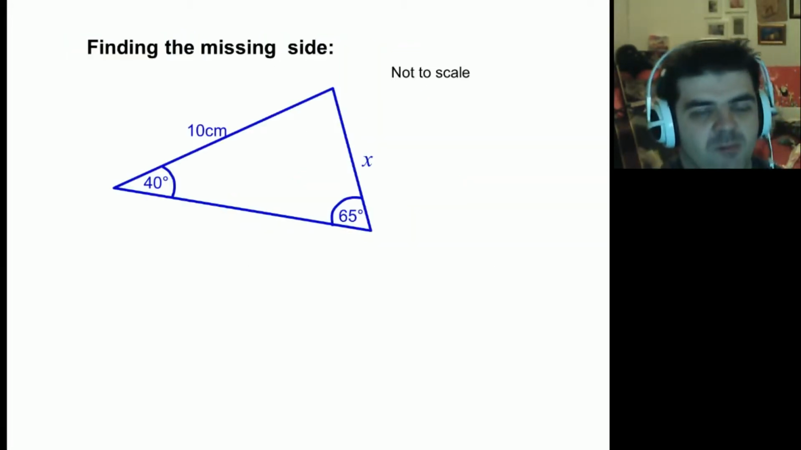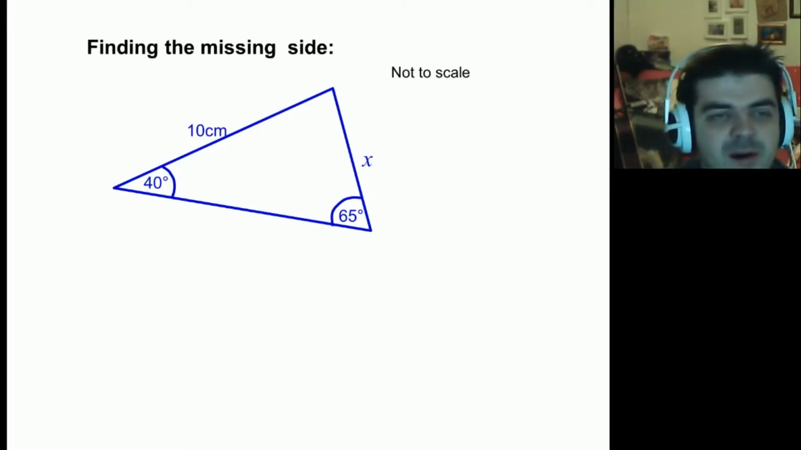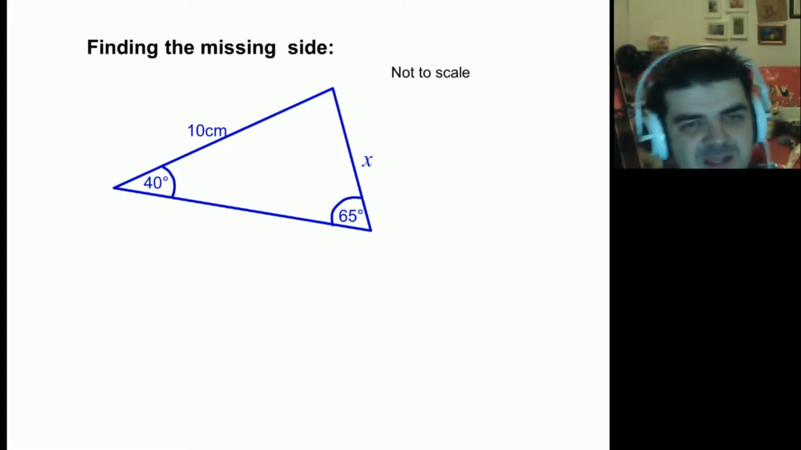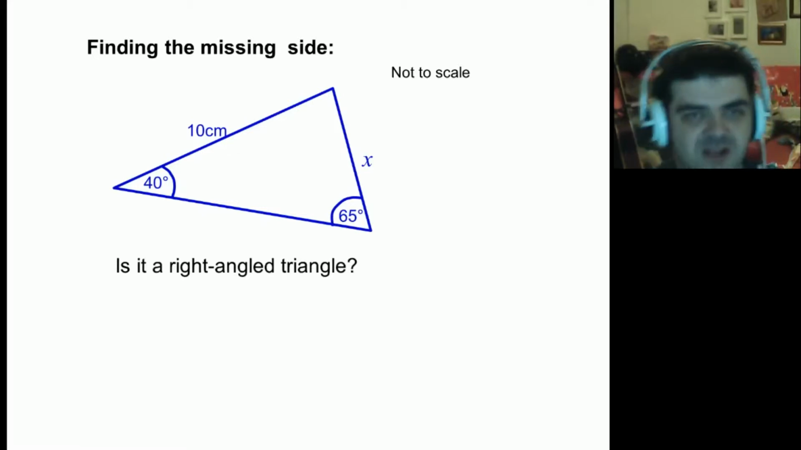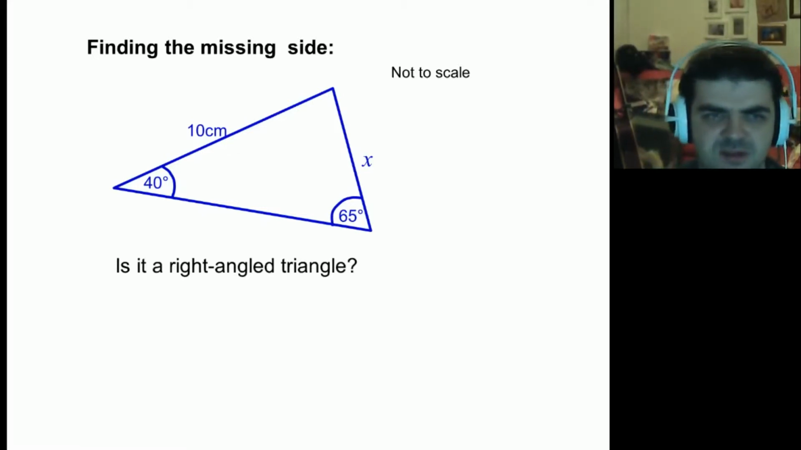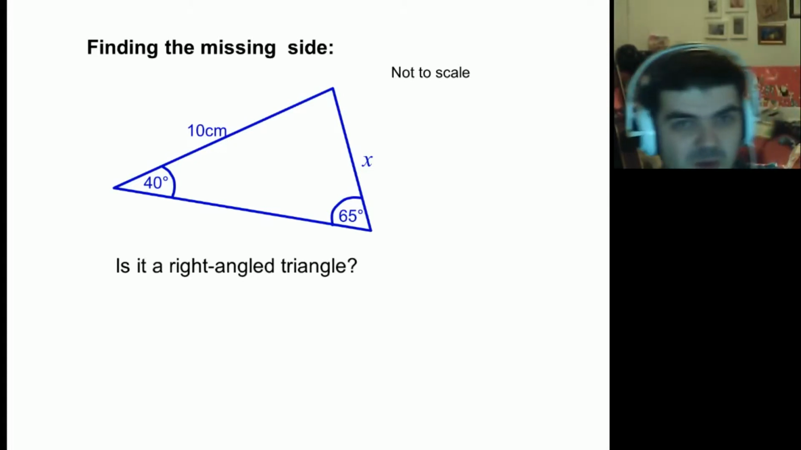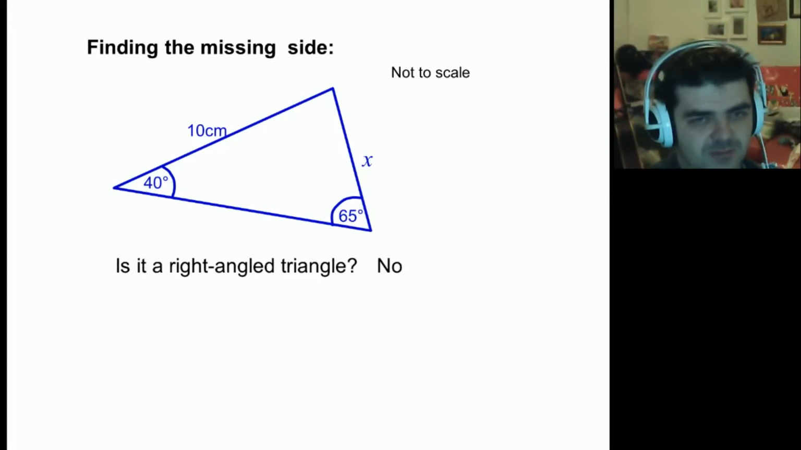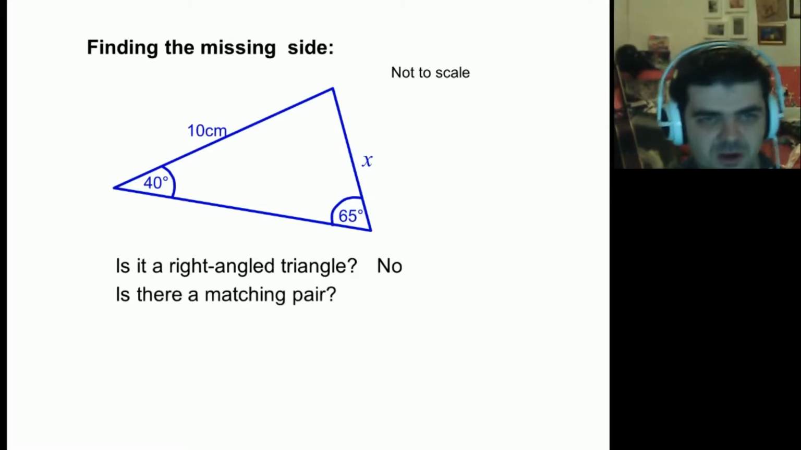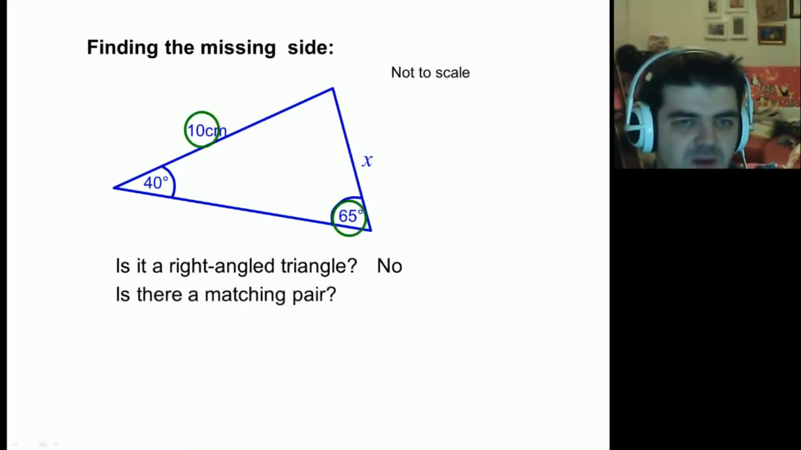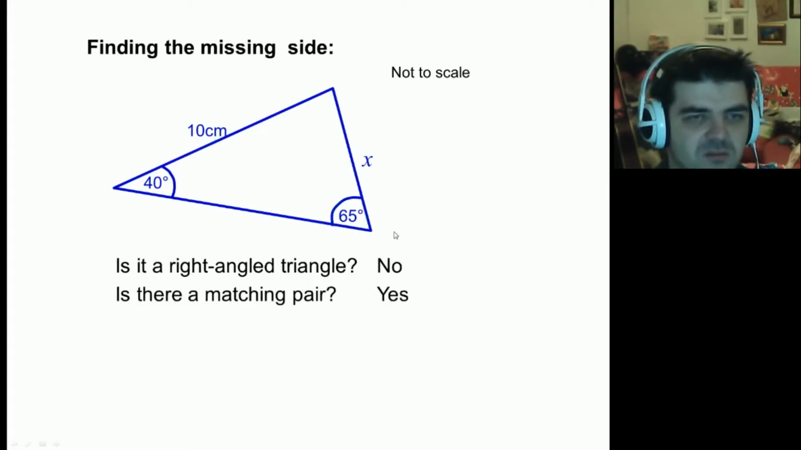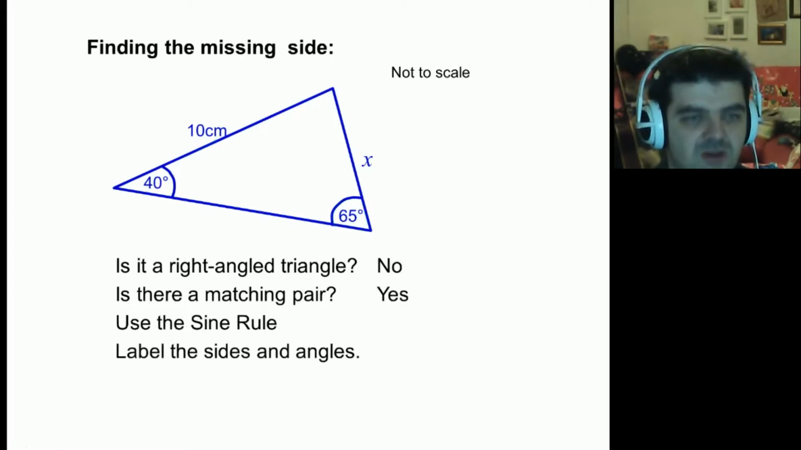So here we go. We have a triangle. One side's 10, with two angles of 40 and 65, and we've defined this missing angle x. First thing to do, ask yourself, is it right angled? 40 and 65 is 105. That's too big to make that 90, so it isn't right angled. We're okay. Next thing, is there a matching pair? Well, there is. The 65 and the 10 are a matching pair. They face each other, and you should label your ABC or whatever. There you go. We're going to use the sine rule, so label the sides and angles.